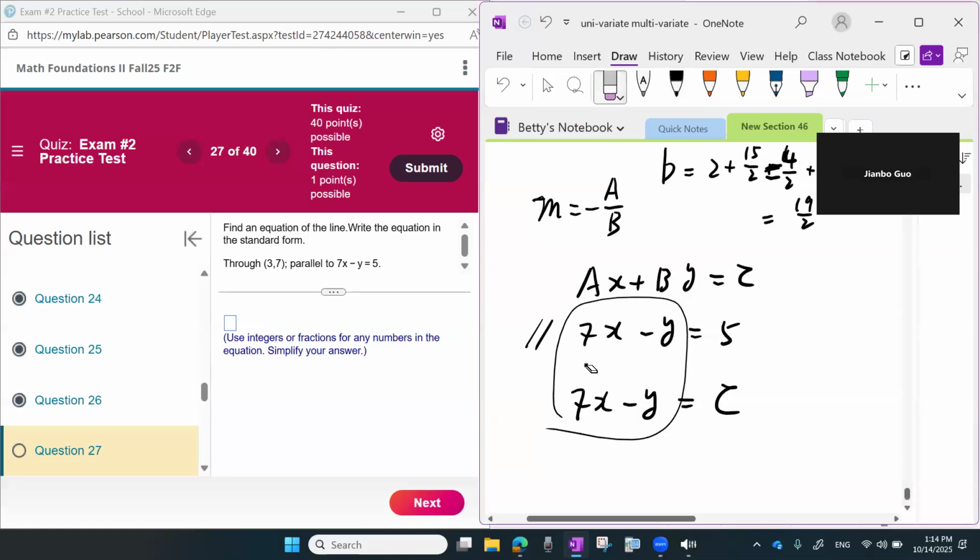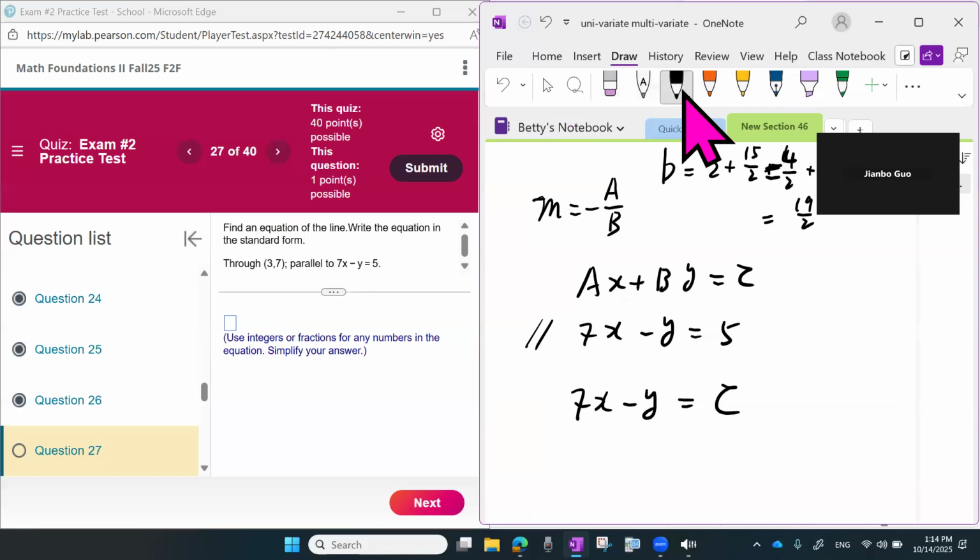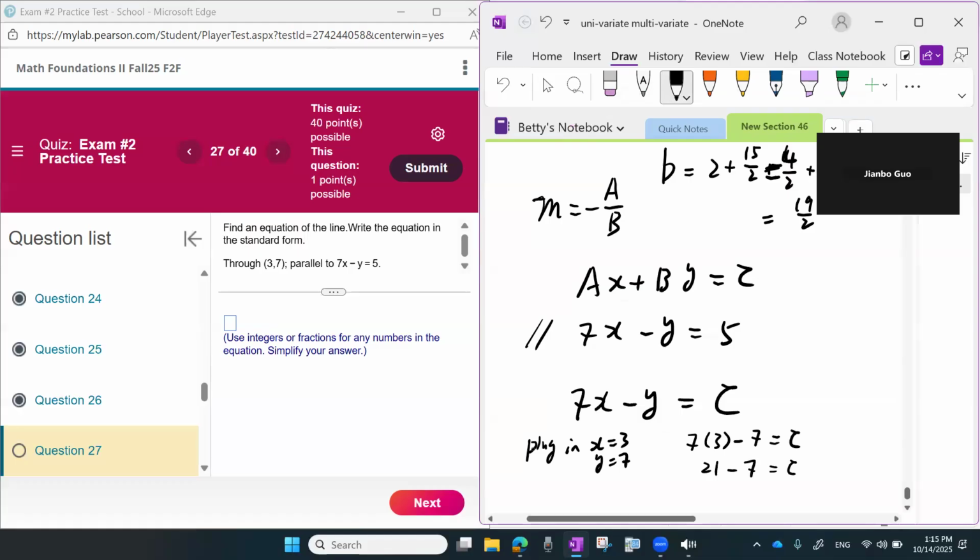As long as we can find the value of c, then we are done. How do we find the value of c? We have a condition here. The equation passes through (3, 7), so plug in x equals 3, y equals 7. And we have 7 times 3 minus 7. 7 times 3 is 21, minus 7 is 14. c equals 14. So your answer is going to be 7x minus y equals 14. That's it.